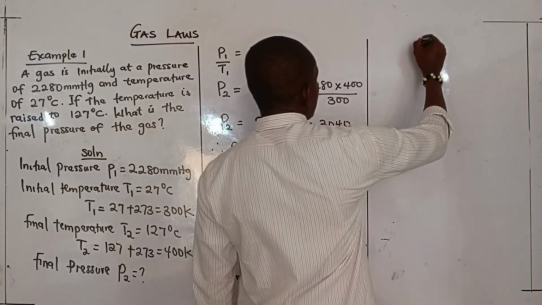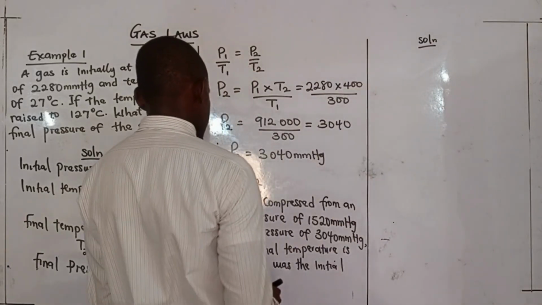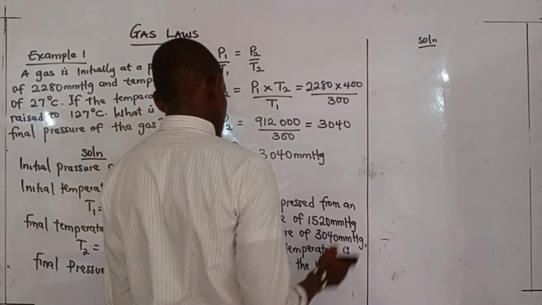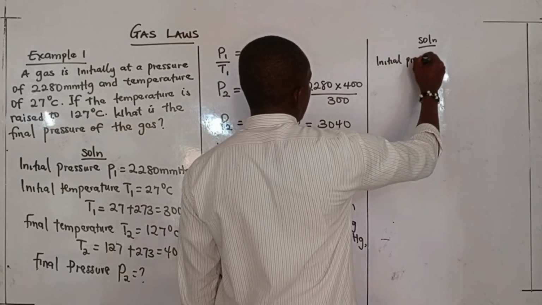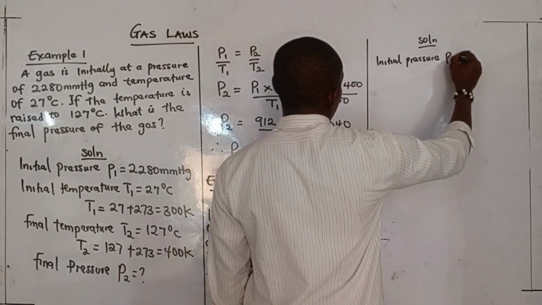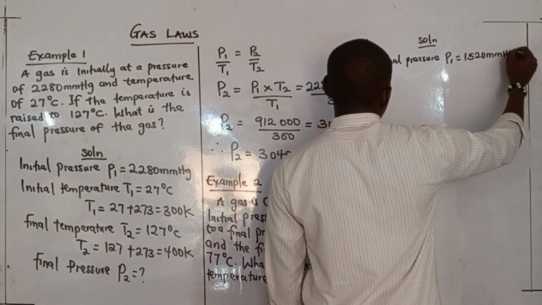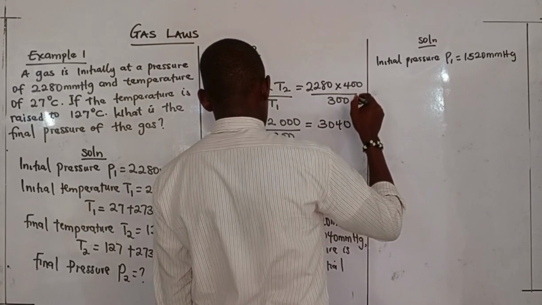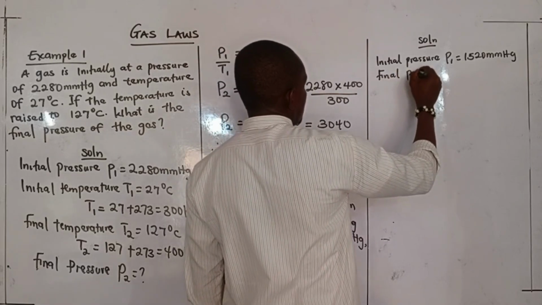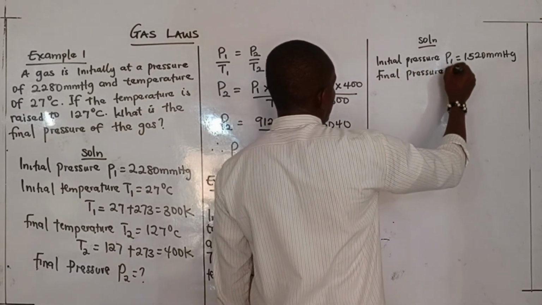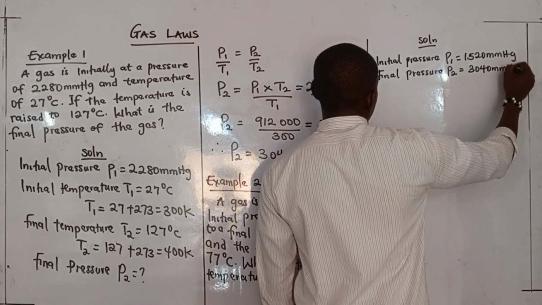So if you look at the question now, what we are supposed to do here is collect the necessary data. We have the initial pressure, which is P1, equal to 1,520 millimeter mercury. Then we have the final pressure, which is P2, equal to 3,040 millimeter mercury.